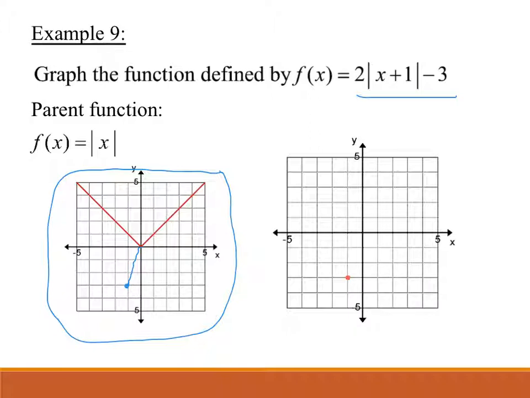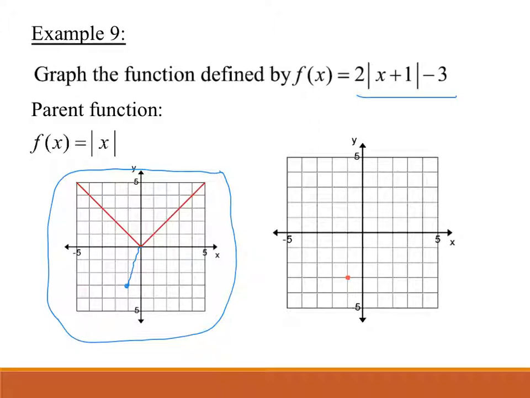So our vertex is going to start there. Why does that work? Well, suppose x is minus 1. Minus 1 plus 1 is 0. 2 times 0 is 0. Minus 3 gives us that point. So from that point, everything else is positive because that's the lowest point possible. So that's where our vertex is at.